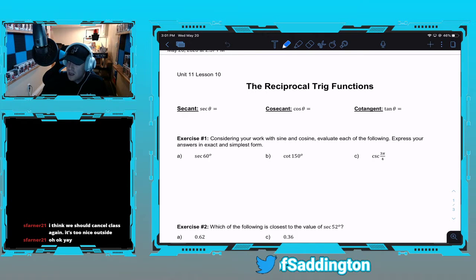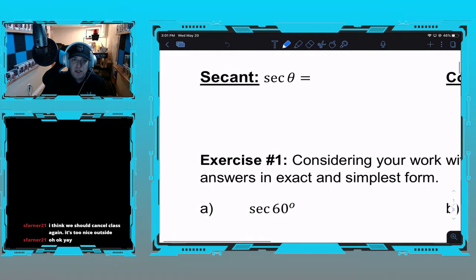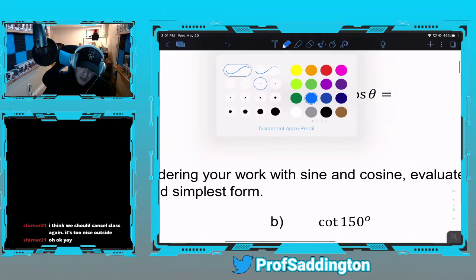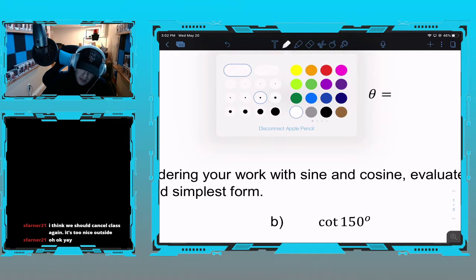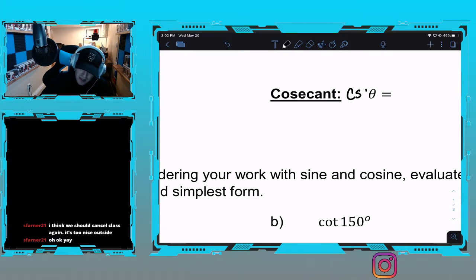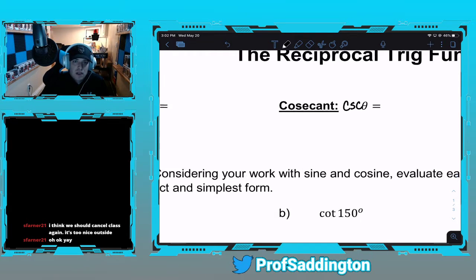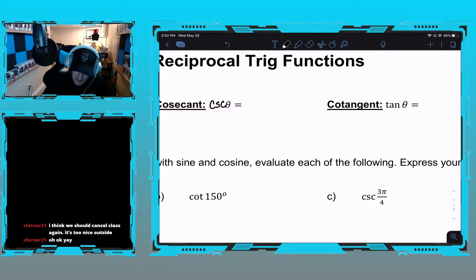First thing, I need you guys to fix something because I just noticed I have an error and I don't know why. The first function is secant, represented as sec theta. The second one is cosecant, but it's not represented as cos because we know that's cosine. So I'm going to cross off the cos part, and I'd like you to write in CSC. That stands for cosecant, the abbreviation for it. The very last one says cotangent, and I wrote down tan. This tan is not supposed to be here. This is actually supposed to say COT for cotangent.